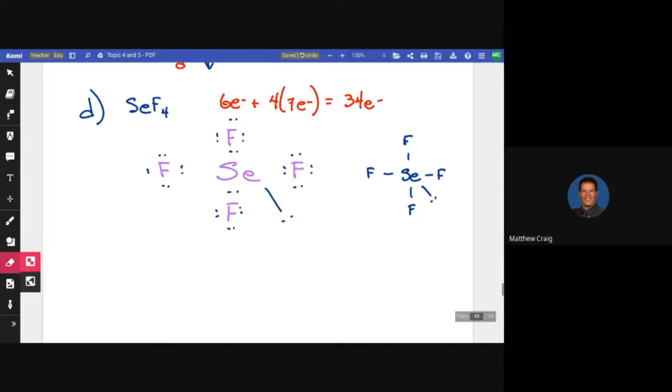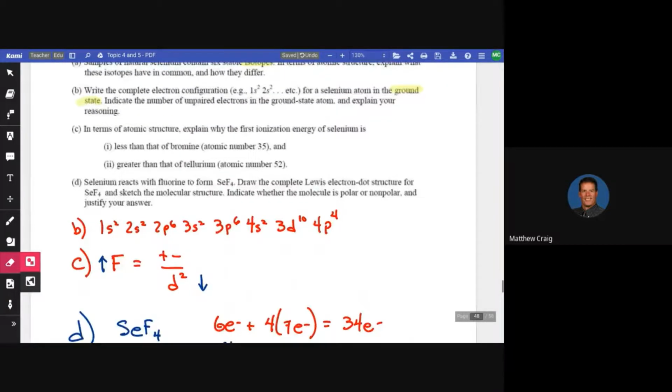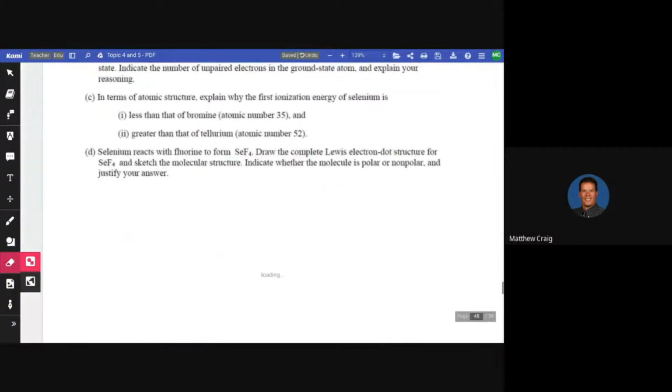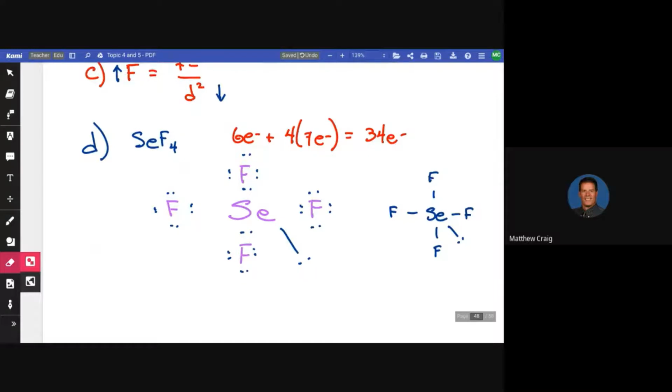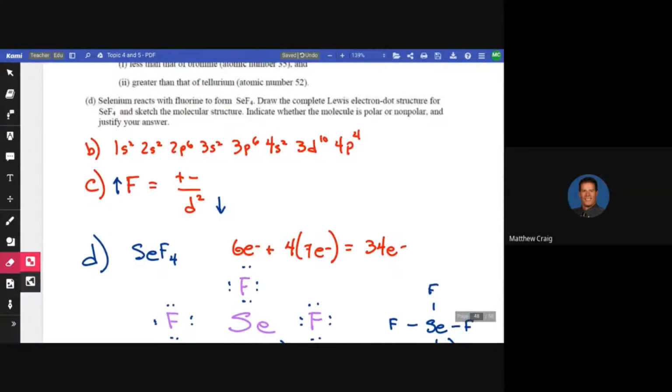All right, let's see. What else? Indicate whether the molecule is polar or non-polar. It is polar because it's asymmetric. Excellent. So it's a polar molecule. The justification is it has an asymmetric geometry with a lone pair within the seesaw structure.